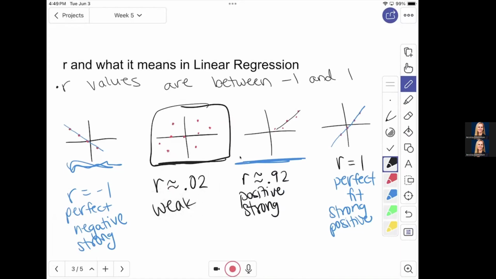So the closer it is to 1, the more perfect it is. The closer it is to -1, the more perfect it is. It would just be considered negative. And then the closer it is to 0, the more spread out the data is, and we can't really say that it's a good indication of a linear regression as far as if it's strong or weak.